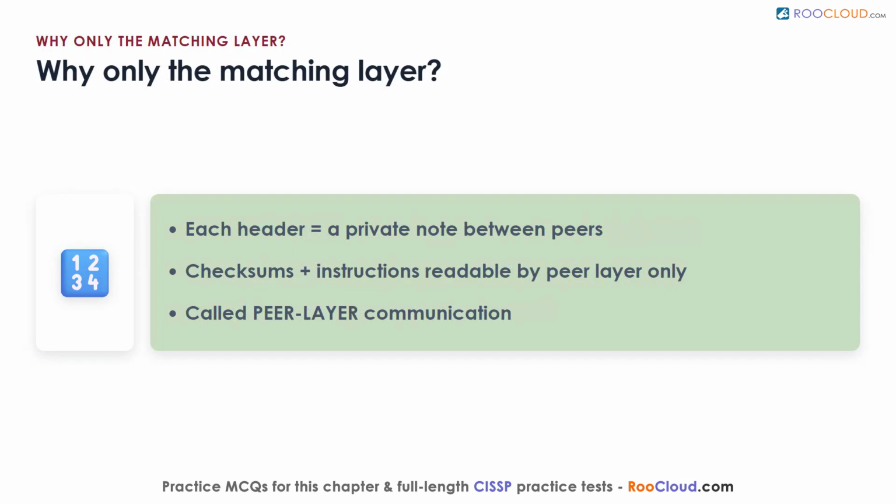Why can only the matching layer read each wrapper? Because each header is a private note between peers. The information one layer adds, its checksums and instructions, is meaningful only to the identical layer on the other machine. We call that peer layer communication. Think of 2 departments exchanging sealed memos through the mailroom. Only accounting opens the accounting envelope, no matter how many hands it passed through on the way.